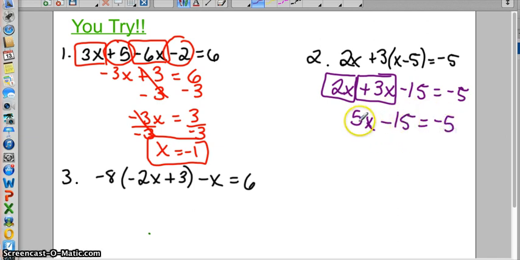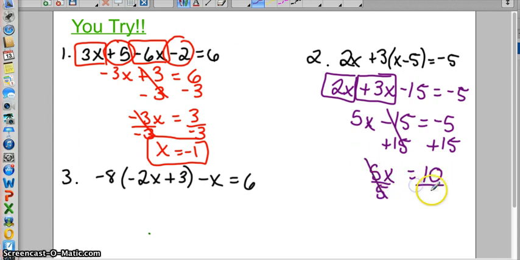Again, we're going to get the number that's not touching the x over to the other side. So this is a negative 15, so we're going to add so that we can cancel it out and get 0. Whatever you do to one side, you do to the other. So I'm going to bring down my 5x equals, and then negative 5 plus 15 is positive 10. My last step is to divide by 5 because that's 5 times x. So to cancel out multiplication, we divide. Whatever you do to one side, you do to the other. So x equals 2.